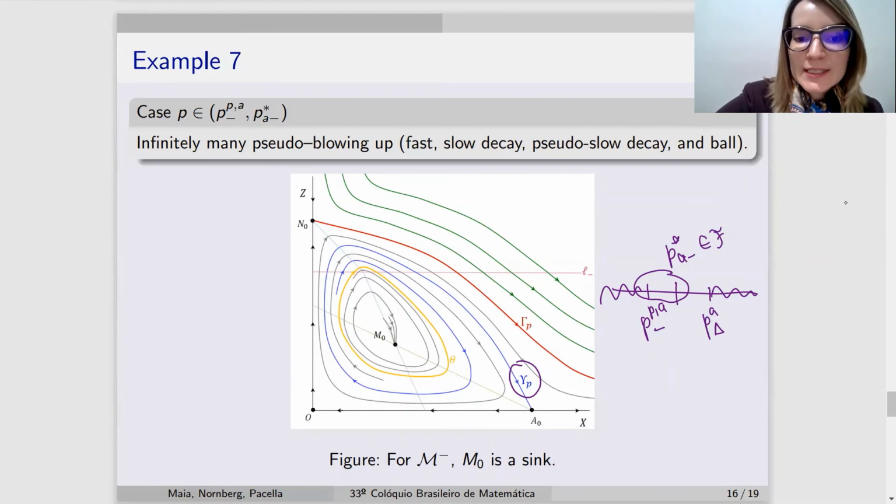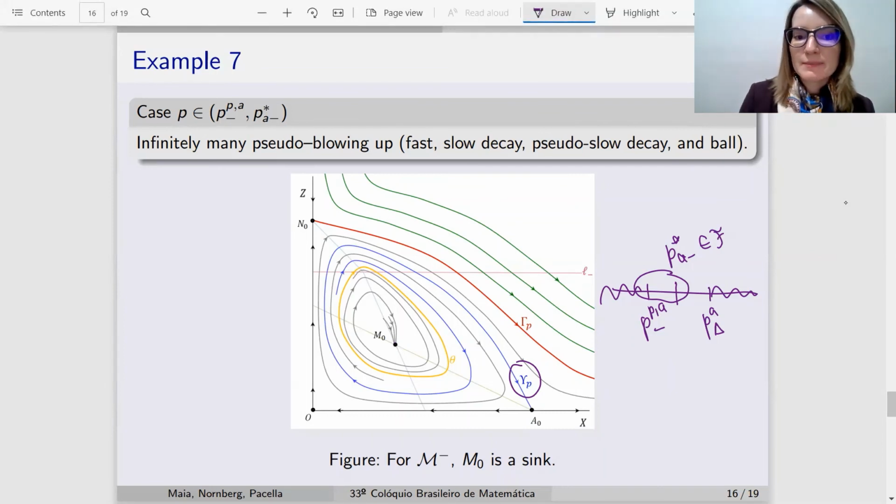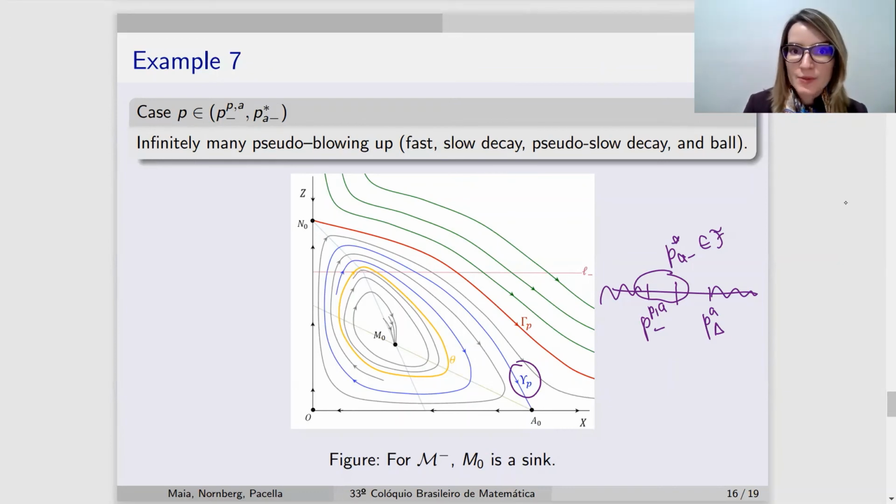We have infinitely many which arrive at M0 being with slow decay. We have infinitely many which are pseudo blowing up and solutions in the ball, like this gray here. And we have exactly one which is pseudo blowing up with fast decay. And with this, we have all types of singular solutions in one picture.